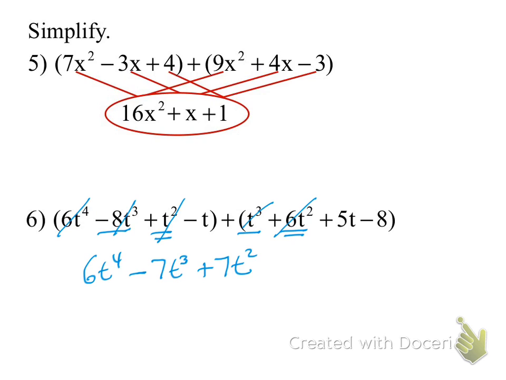Good. And last. Oh, not last. You subtract t from 5t to get positive 4t, and then negative 8 at the end. So, 6t to the 4th. Can any of those be added? All right. We're moving on.